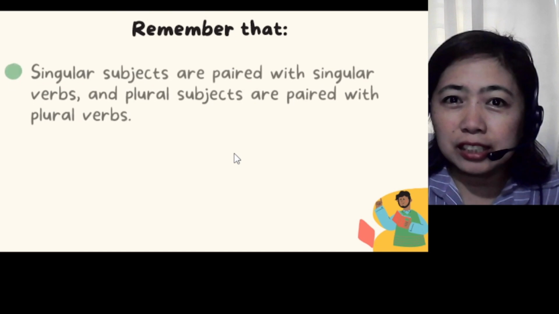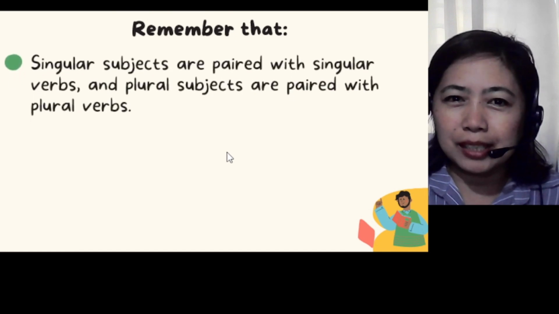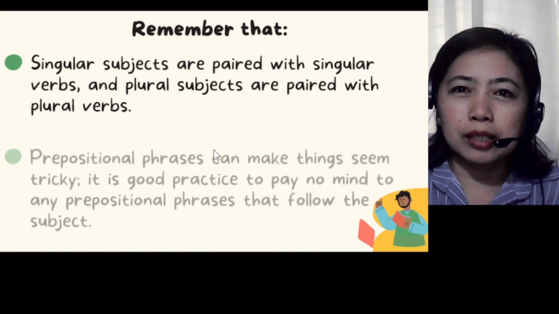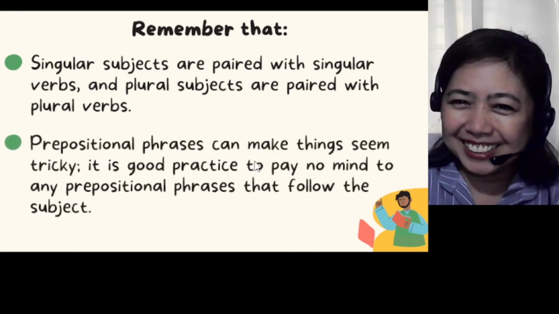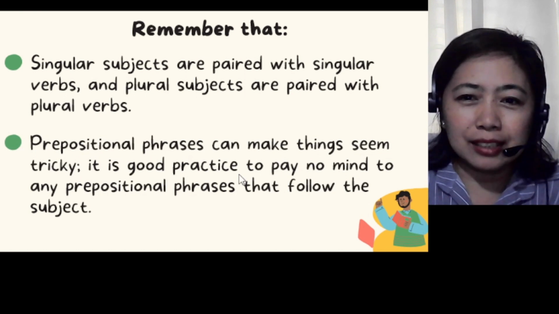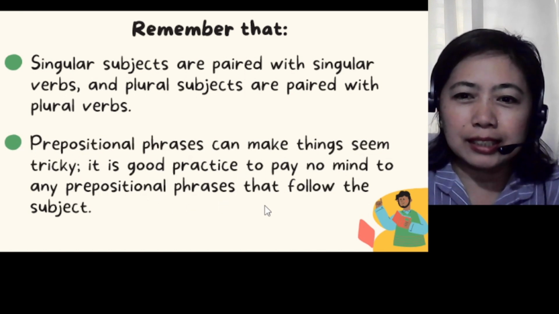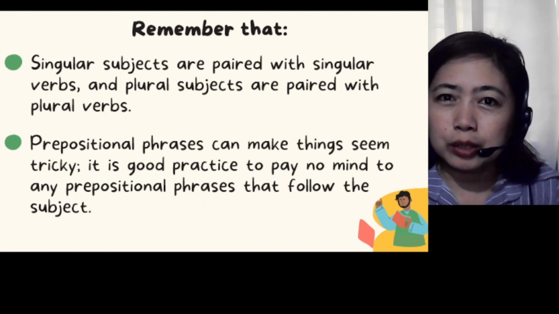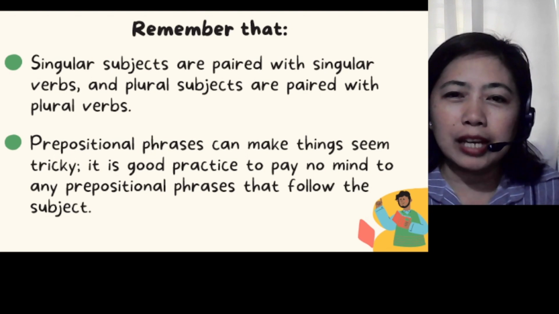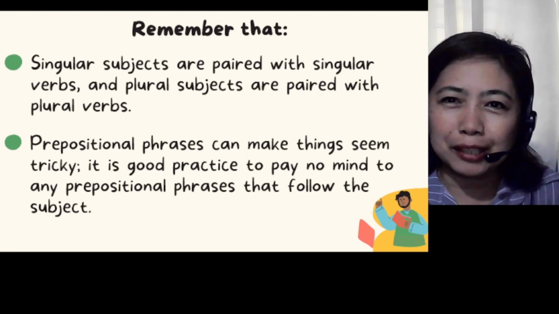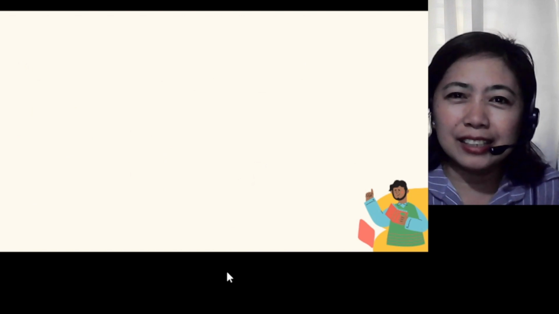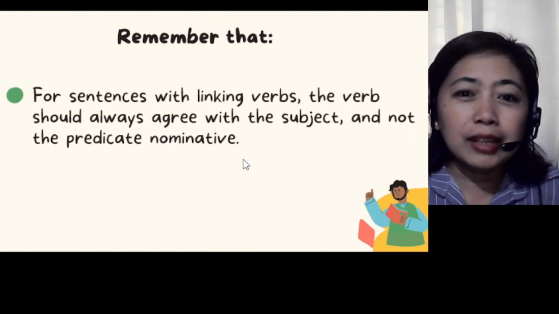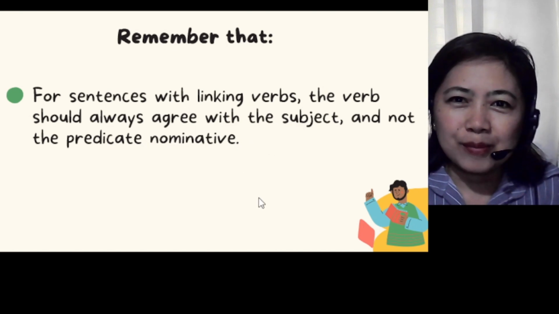So we'll just have to remember these 3 easy rules for our basic English grammar lesson. Singular subjects are paired with singular verbs, and plural subjects are paired with plural verbs. Prepositional phrases can make things seem tricky, but it is good practice to pay no mind to any prepositional phrases that follow the subject. As I mentioned earlier, do not get confused with the other words surrounding the subject. You just need to have that skill to look for the subject. Where is the subject? And then that's it. Finally, for sentences with linking verbs, the verb should always agree with the subject and not the predicate nominative. I hope you got it there.